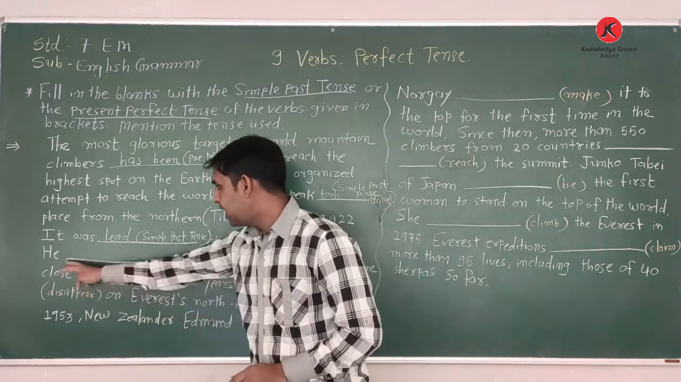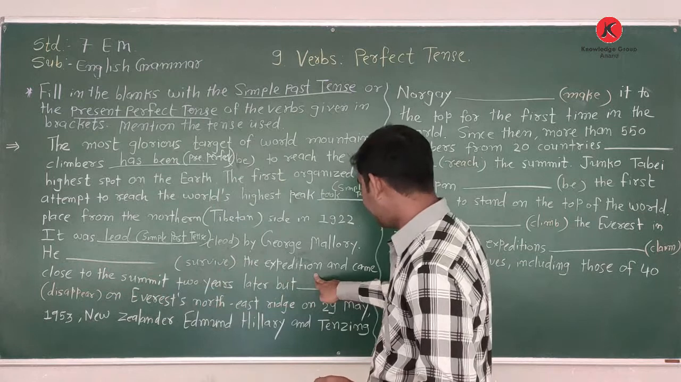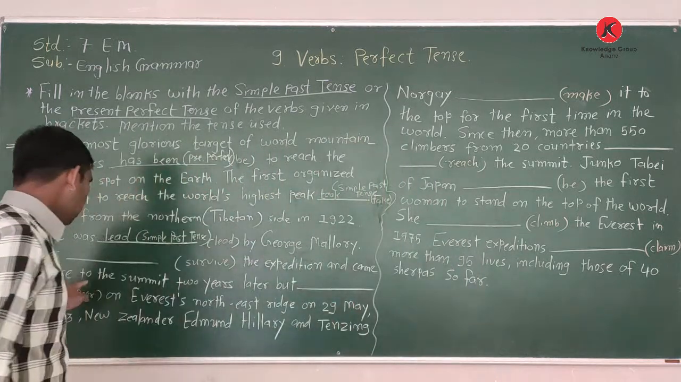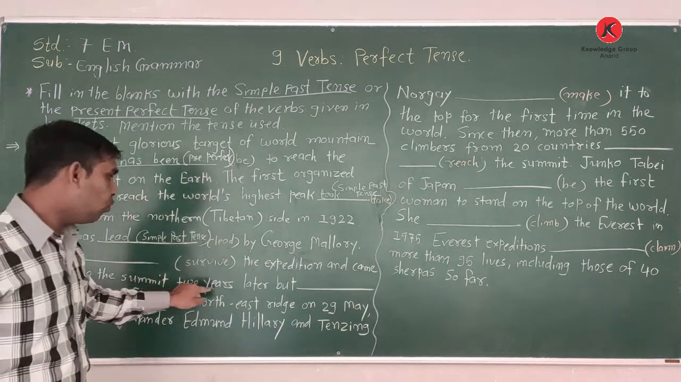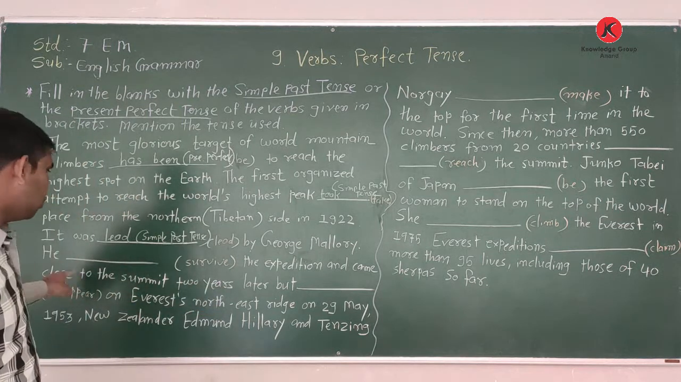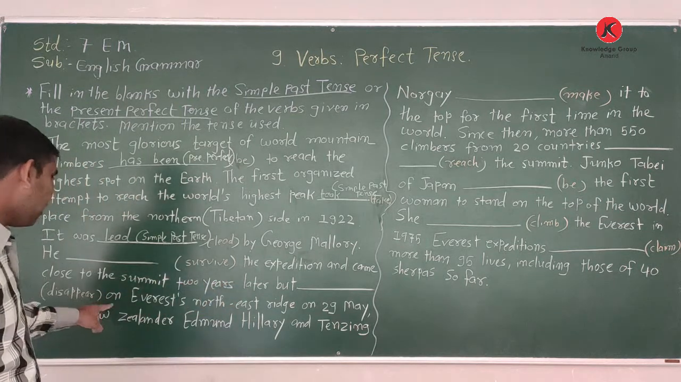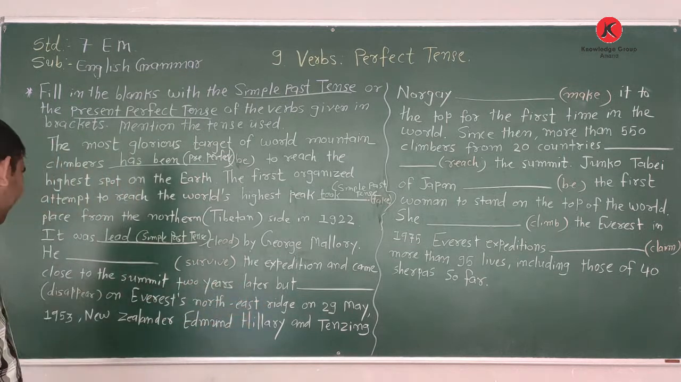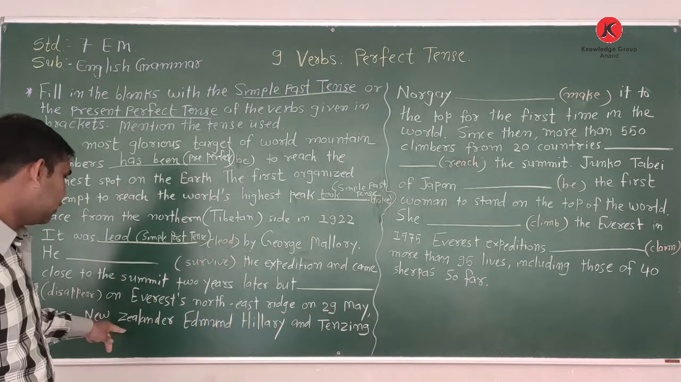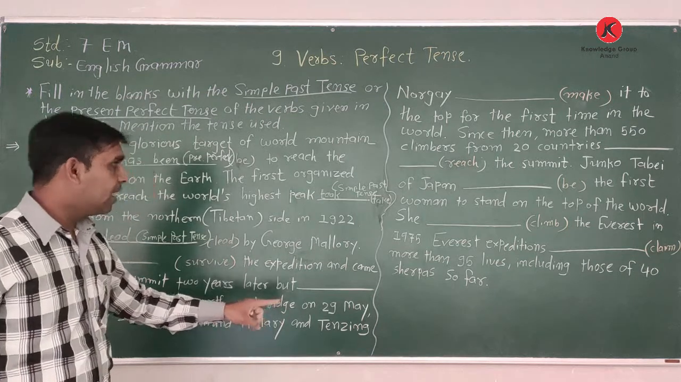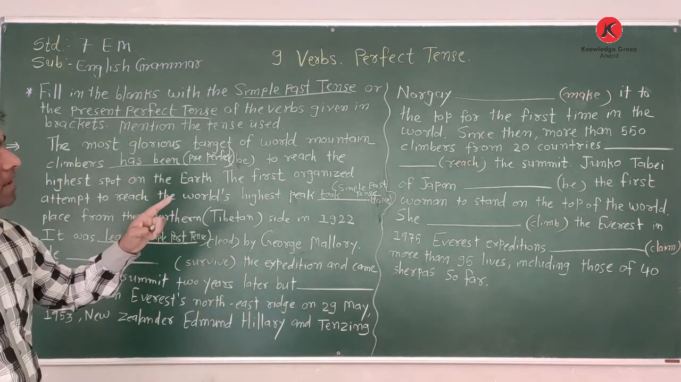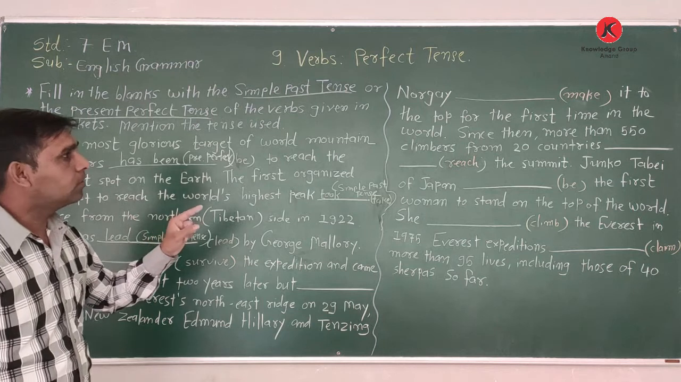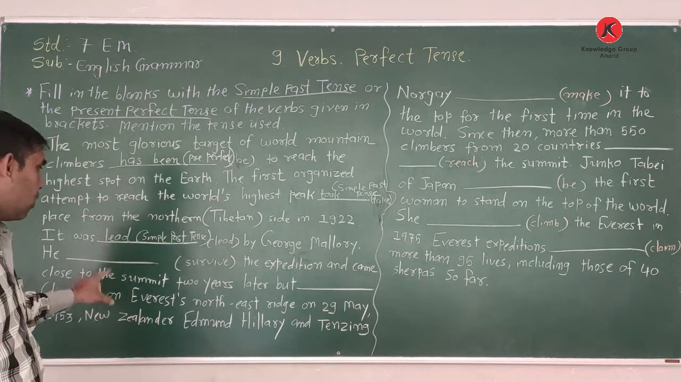Now the next. He blank the expedition and came close to the summit. Two years later, but blank on average northeast reached on 29th May 1953. New Zealander Edmund Hillary and Tenzing Norgay blank it to the top for the first time in the world. Here we talk about this.